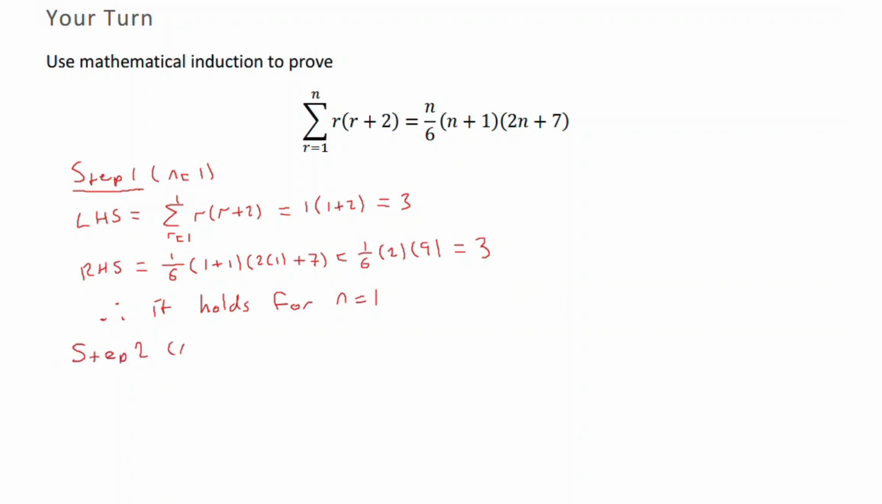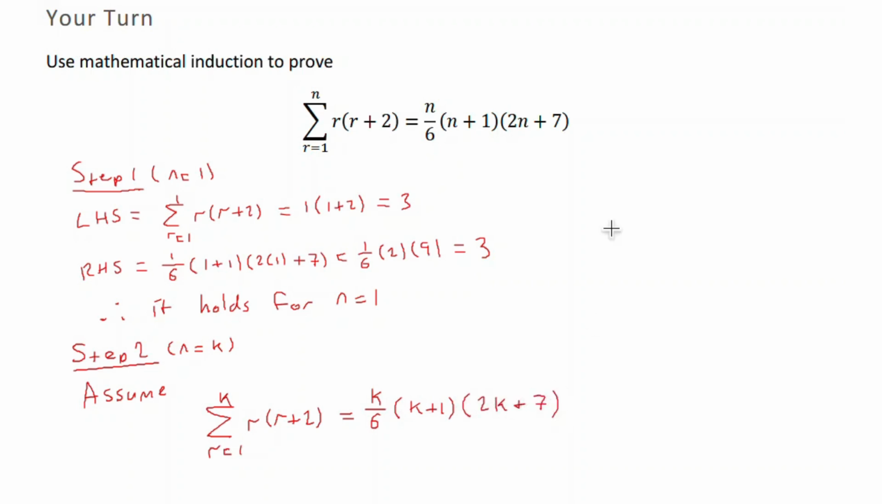Step 2 is our assumption, n is equal to k. We're going to assume that the sum of r equals 1 up to k of r times (r plus 2) is equal to k over 6 times (k plus 1) times (2k plus 7).